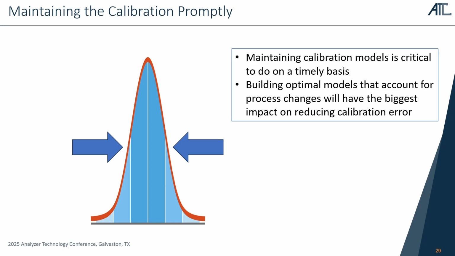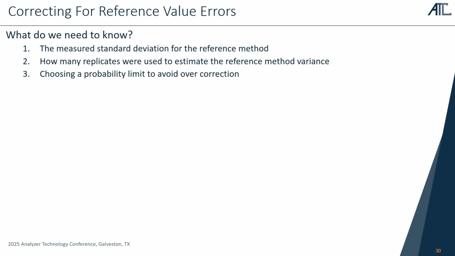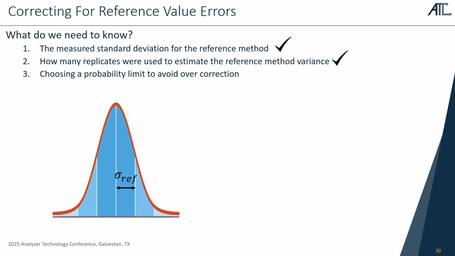But we still haven't taken into consideration what's happening in the reference values. So if you have a means of collecting data, you have to do this anyway. Run the same sample a bunch of times. How many times did you run it? What was the standard deviation of that? And if you have that information, then we have one more thing to do. Choose a probability limit to avoid overcorrection.